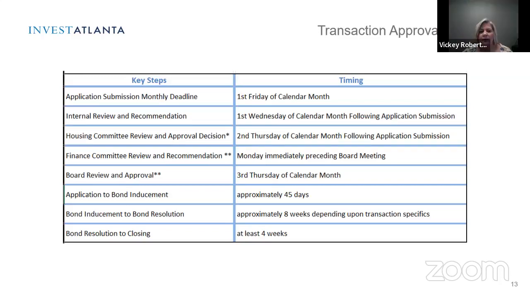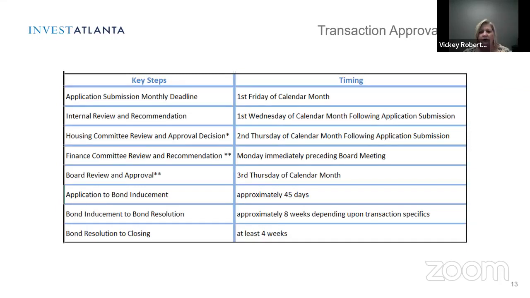All TAD projects go to our TAD advisory committees, which meet on the second Thursday of the month before it's presented to our board. All other items go to finance committee, and then they're recommended to go to the board. Our boards meet on the third Thursday of the month. And all of these are open to the public.